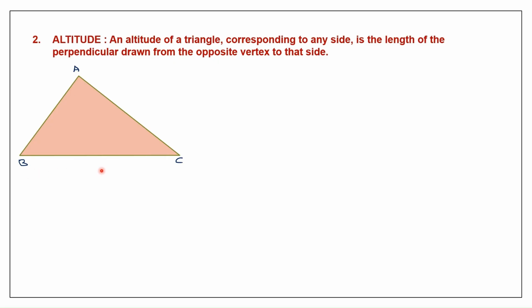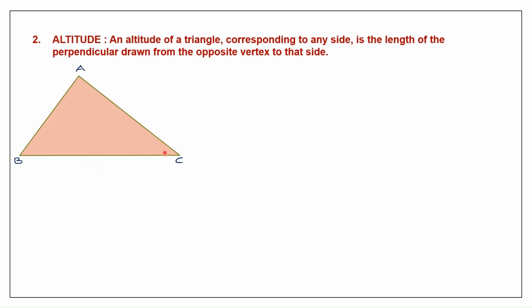That means let's take side BC. What will the altitude be? It is the length of the perpendicular drawn from the opposite vertex. That is, this is the opposite vertex. If I draw a perpendicular from there to side BC, that will be the altitude. And what is a perpendicular? A perpendicular line is one that touches another line at 90 degrees. The angle is very important.